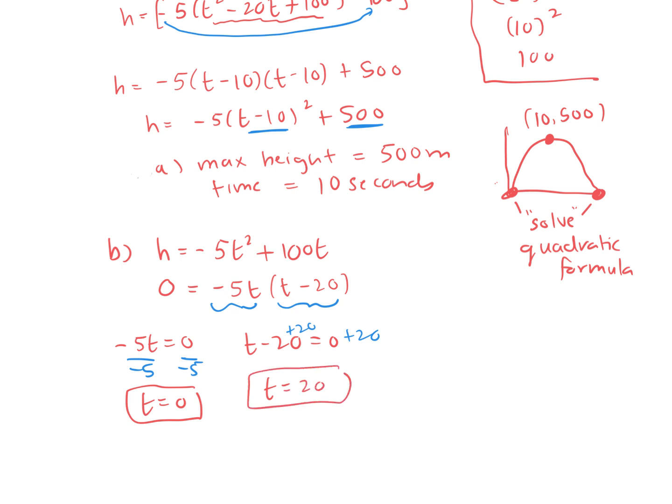So it has a time of 0 at the beginning, and then it has a time of 20 when it hits the ground. And you'll notice that's also double the time of the maximum height. So the maximum height occurred at 10 seconds, and since it is symmetrical, right, the left side equals the right side, it takes 10 seconds to get to the top, 10 seconds to get to the bottom.